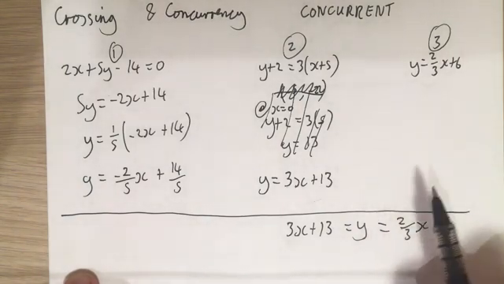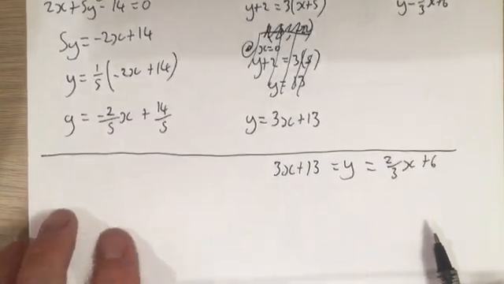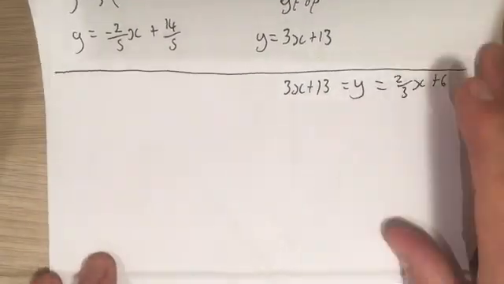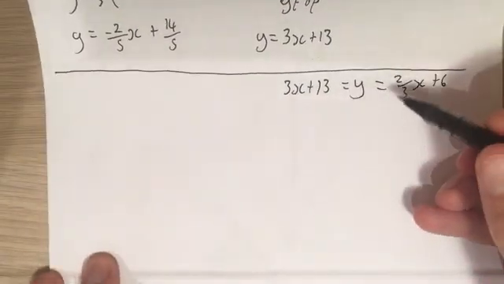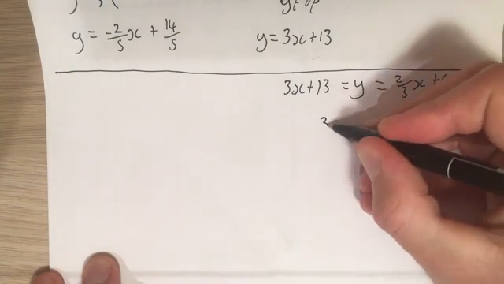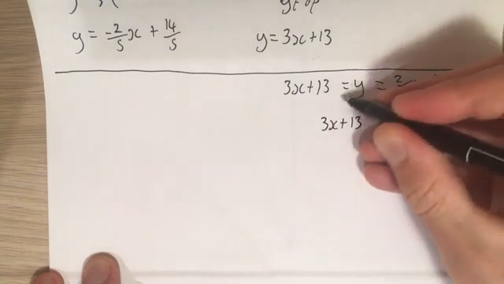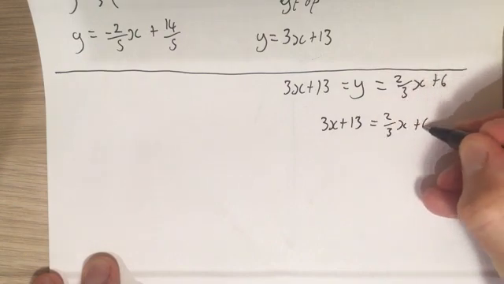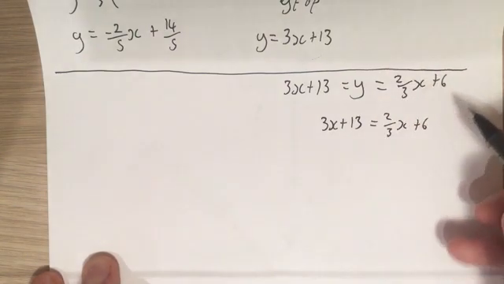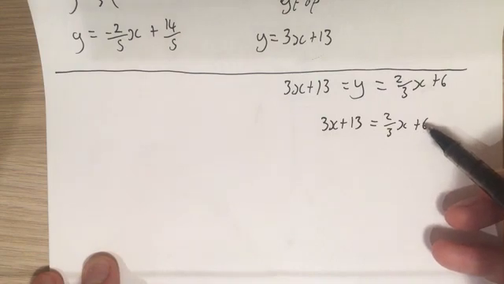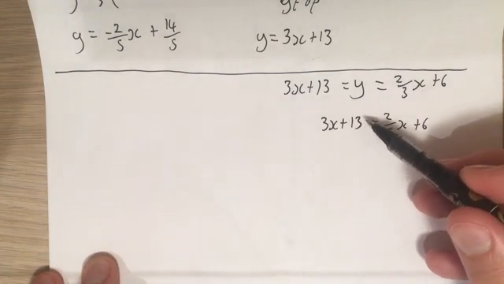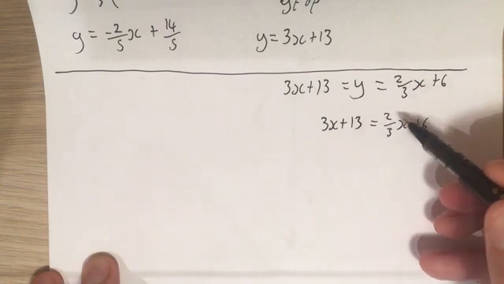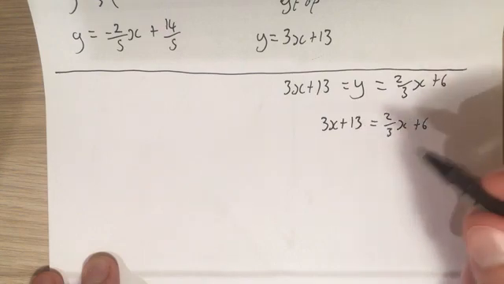And the easy way of doing it in this case is I can make it look like that. There are lots of other methods for solving simultaneous equations. So, let's just get that y out the middle. I've got 3x plus 13 is the same thing as 2/3 x plus 6. Let's subtract 13 off both sides and subtract 2/3 x off both sides.